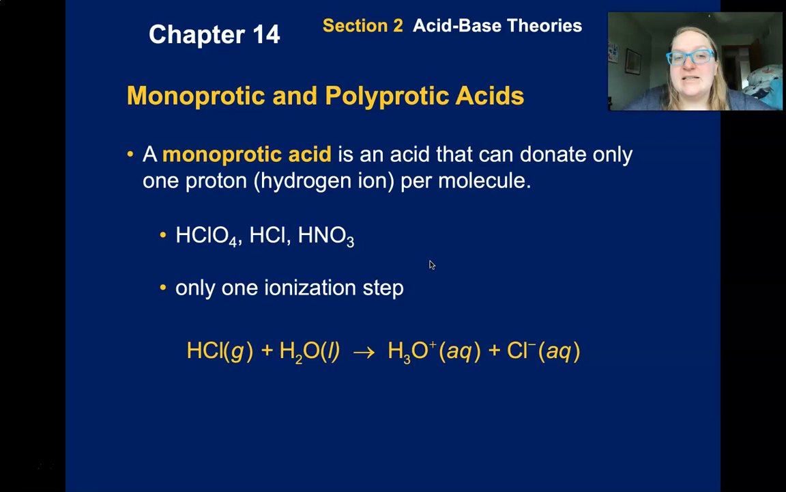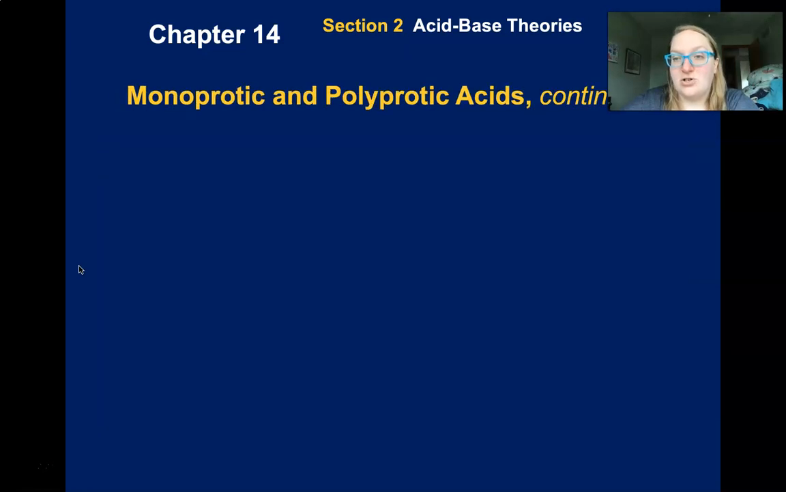Monoprotic and diprotic acids are our next topics. Monoprotic just means it only has one proton to donate. So something like HCl only has that one hydrogen that it can donate. And once it does that, it's no longer an acid in any way. So anything that is monoprotic is an acid that can only donate that one hydrogen atom.